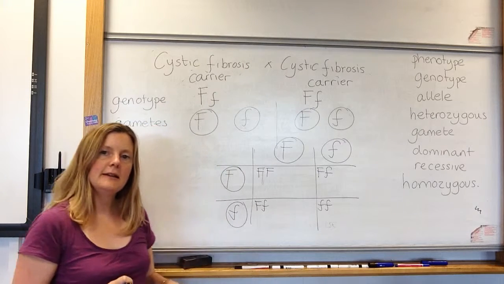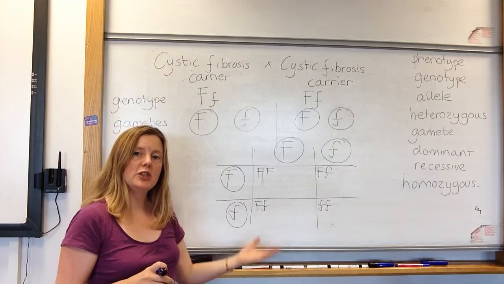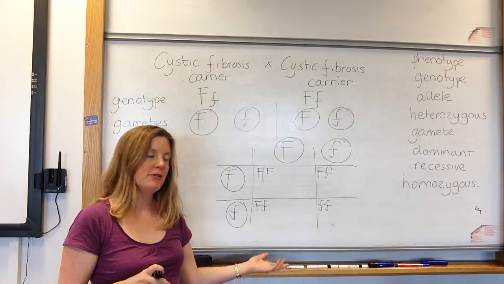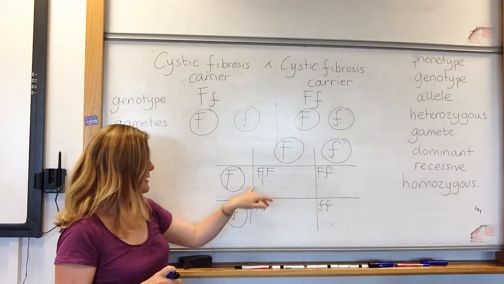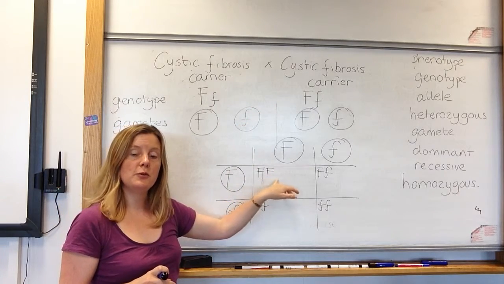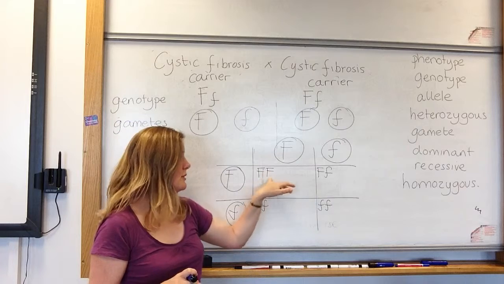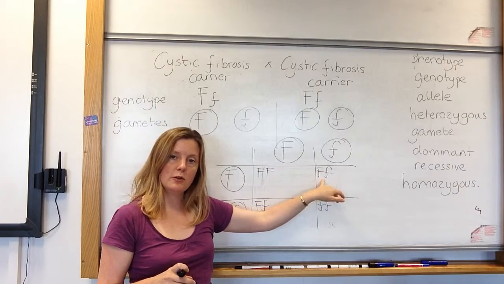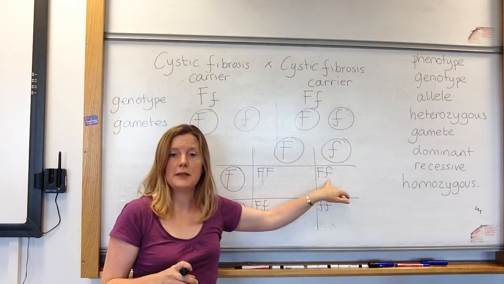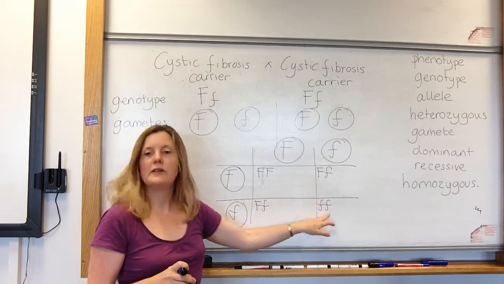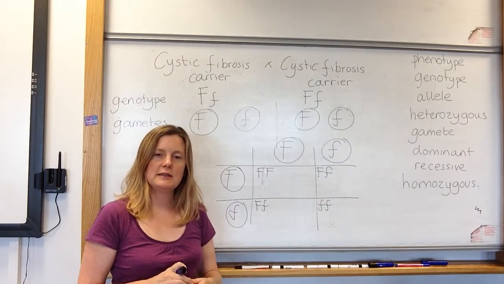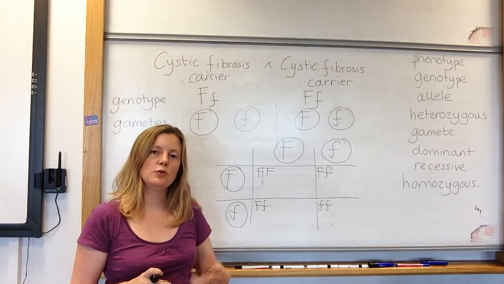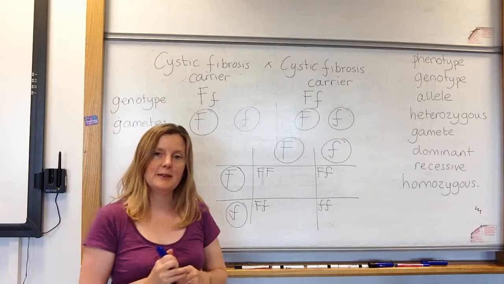Okay, so these are the possible genotypes of the offspring that we could have resulting from these parents. So we could have two dominant alleles, so it could be homozygous dominant, we could have dominant and recessive, so heterozygous, or we could have homozygous recessive. So in the next video lesson, what I'm going to do is talk through how we would interpret this punnett square.